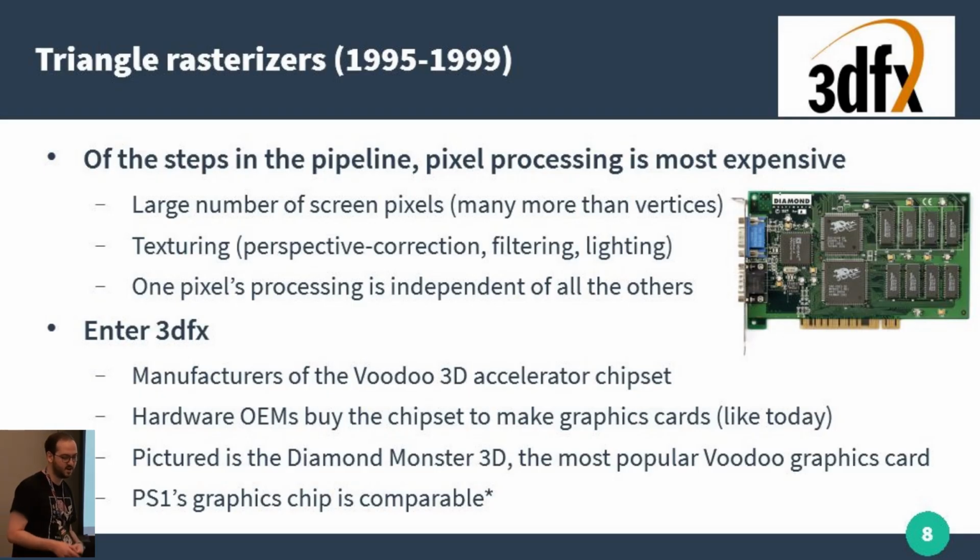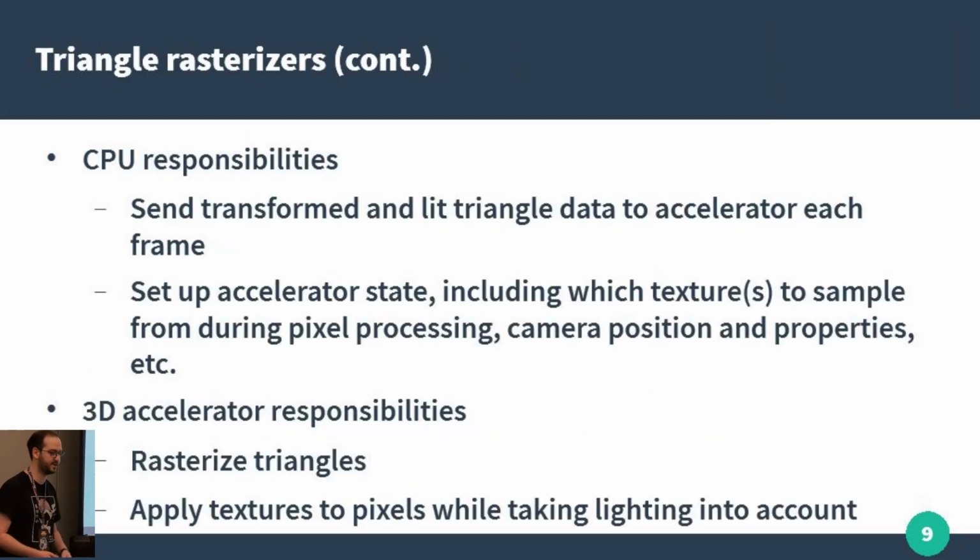Just like today, hardware manufacturers buy the chipset in order to make the full graphics card, like how today you might buy an MSI RTX GPU or something. Pictured on screen is the Diamond Monster 3D, which was the most popular Voodoo 3D graphics card at the time, according to my research. And just as a rough comparison, this is about what the PlayStation 1's GPU is capable of. So let's go over the responsibilities of the CPU and the accelerator.